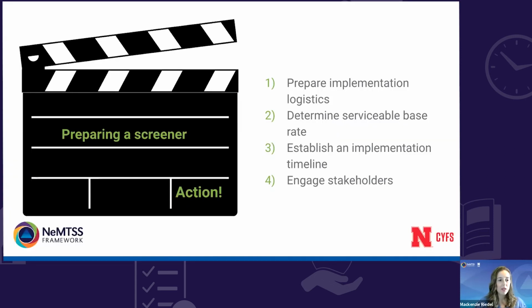Now we will ask you to pause the video and talk with your team about these different steps within your building. We encourage you to go back if you haven't and fill out that projected capacity form. Think about and have conversations with your serviceable base rate, and maybe get some dates on the calendar for your implementation timeline. And don't forget to talk about your stakeholders as well.